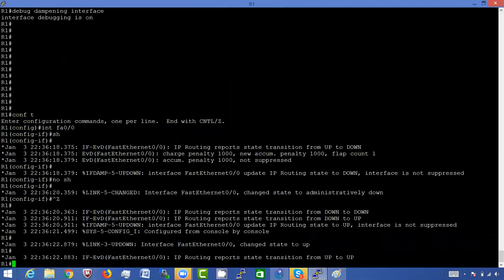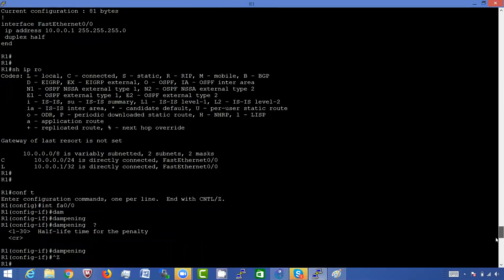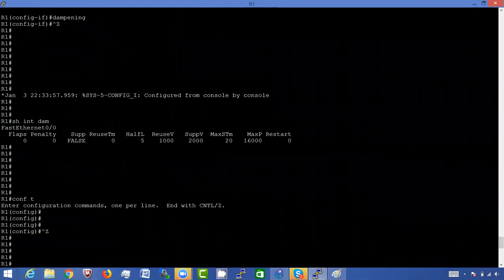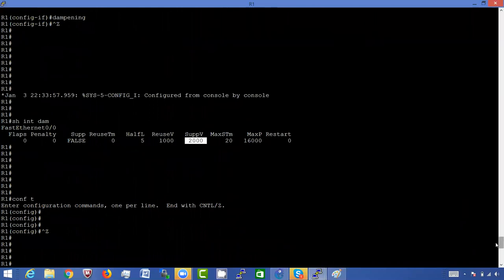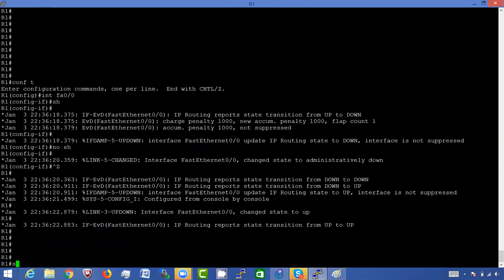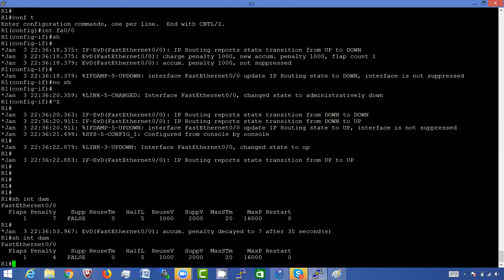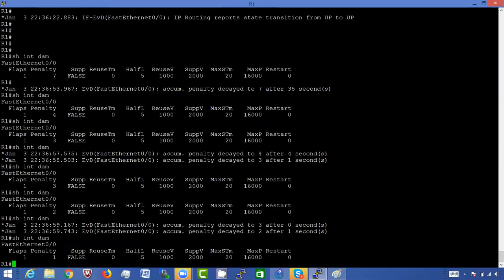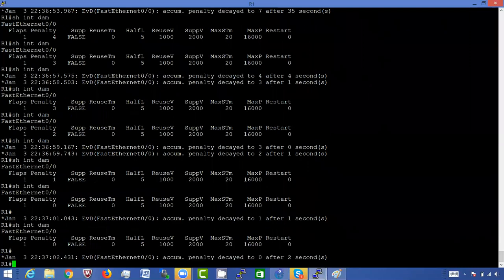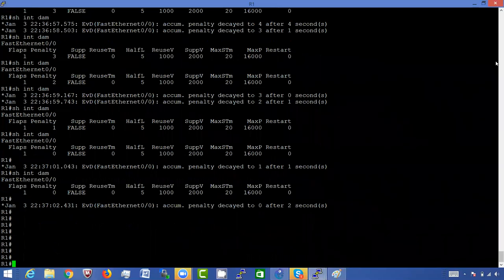See, the flap count is 1, because this link has flapped only one time. My router has assigned a penalty of 1000. And this interface is not suppressed, because only when this penalty exceeds the suppress value, that is 2000, will my router suppress this link. So, interface dampening. See, this penalty is reducing continuously. Now it will be 0. Yeah, now it has become 0, because my router will keep decrementing this penalty.